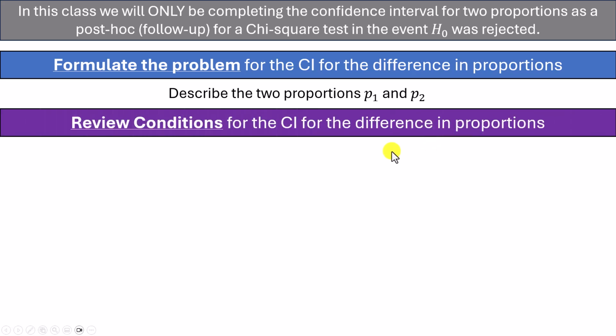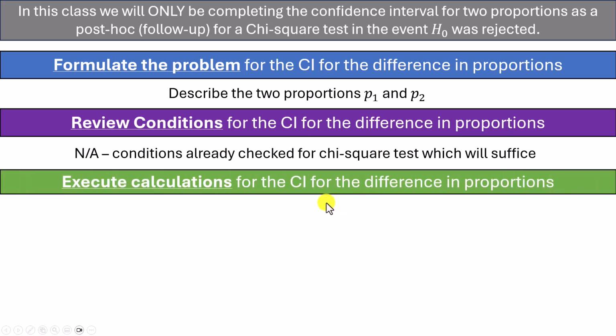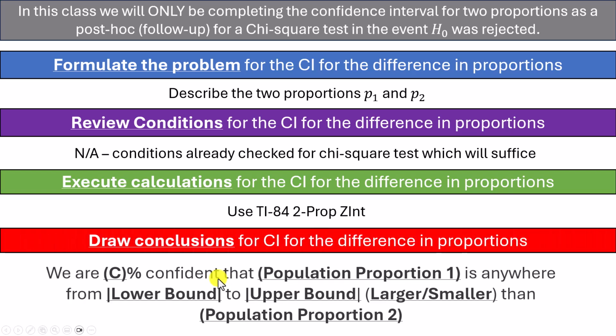Then next, we typically would review conditions, but since we're doing this as a post hoc to the chi-square test, the conditions would have already been checked for the chi-square test, which will suffice to do this confidence interval. Next, we can go ahead and execute the calculations, which would be either using that formula, which was pretty nasty from before, or if you're one of my students, we're going to be using the TI-84 calculator 2-PropZInt function.